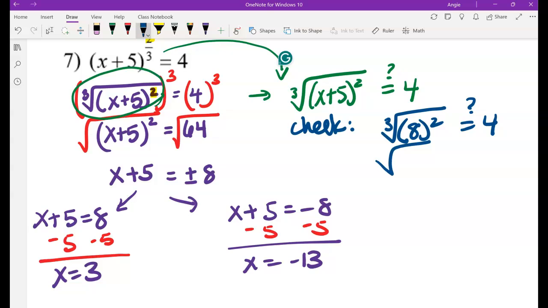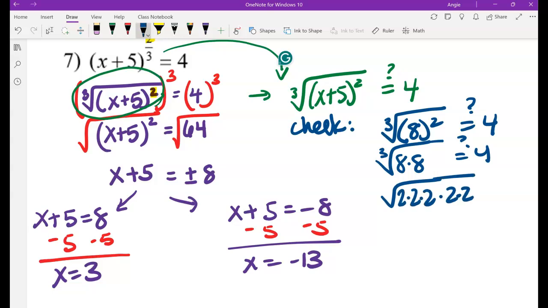So the cube root of 8 squared is 8 times 8. Okay, so that's going to be the cube root of 8 times 8. 8 is 2 times 2 times 2, and I've got 2 of those. Now, each triplet can be taken out, so that's 2 times 2, which equals 4. So this is okay to keep. So x equals 3 is okay to keep.